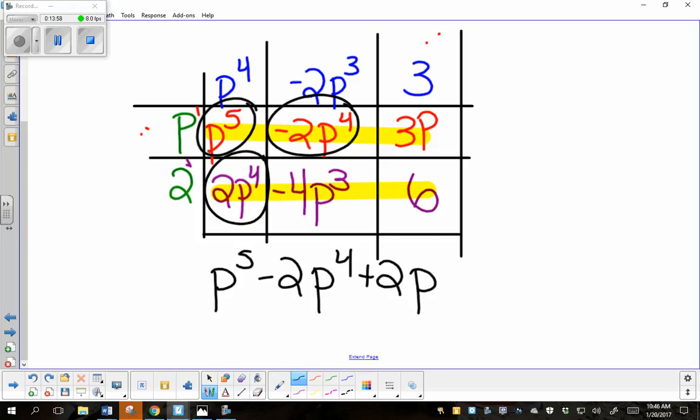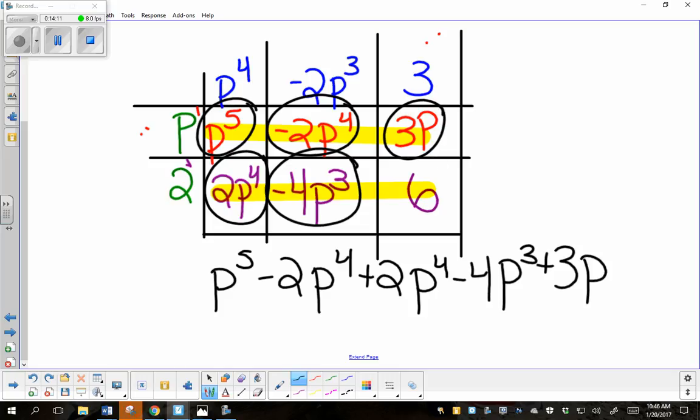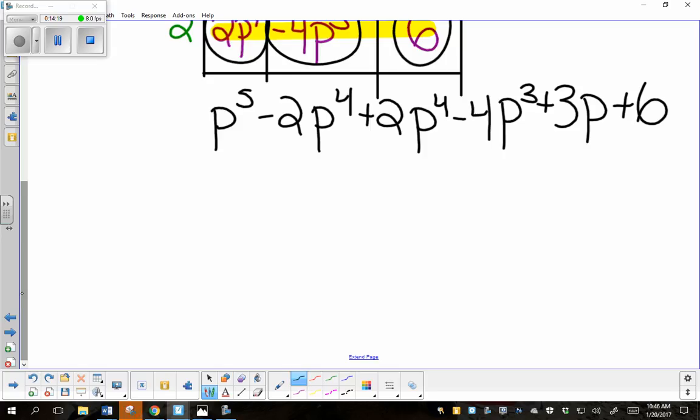I'm trying to work in order here from greatest to least power of p: minus 4p to the 3, plus 3p, plus 6. And then the only thing we need to do is make sure that we don't have any like terms we can combine. I do see something.